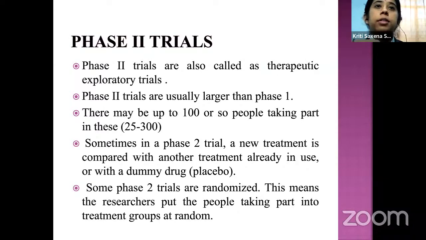The phase 2 trials are also called therapeutic exploratory trials because here we explore the therapeutic efficacy of our drugs. These are much larger in comparison to phase 1 because here we are including 25 to 300 subjects. The number of the population is increased. And in phase 2 trials, the new treatments are compared with the standards as well as placebos. A placebo is a drug which actually mimics your original drug.